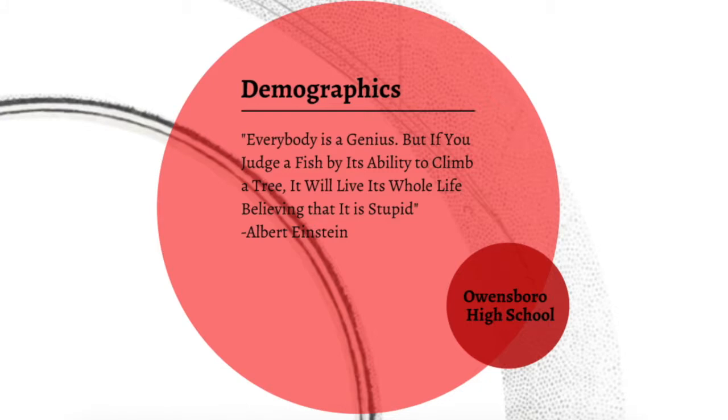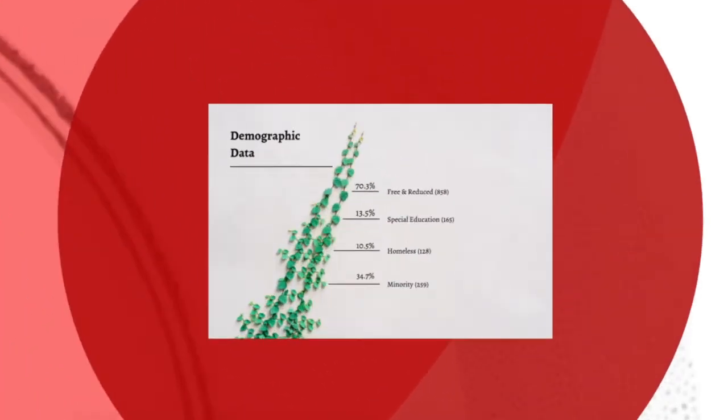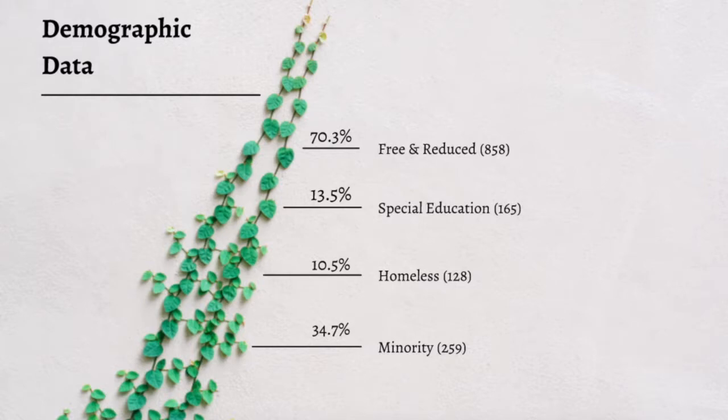Owensboro High School is a very diverse classroom, and this is one of my favorite quotes. Everybody's a genius, but if you judge a fish by its ability to climb a tree, it will live its whole life believing that it is stupid. We have many students who, after high school, are going to go to the workforce. They're going to go to the military. Some will go to college. And what we want to do is ensure that all the students after high school are prepared to be successful, no matter what it is.